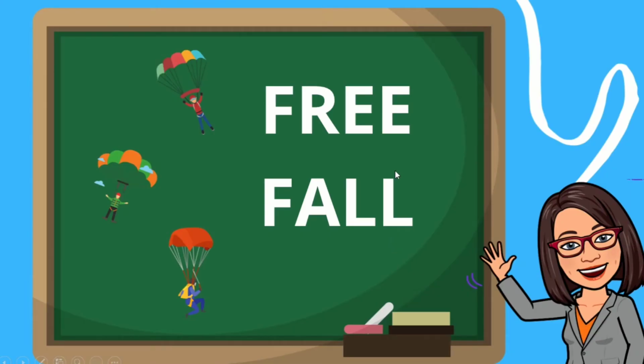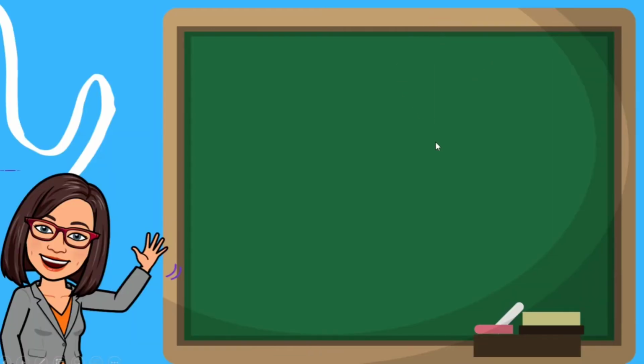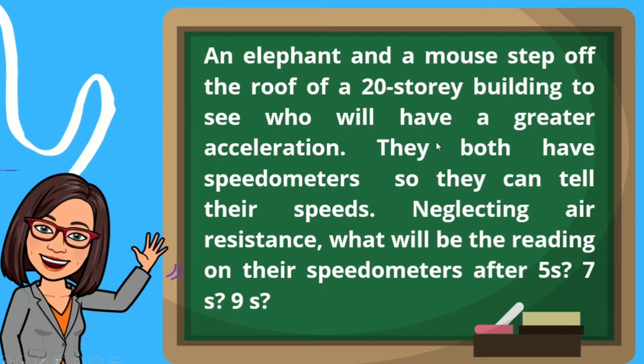So this time, let us talk about free fall. I have here a problem. An elephant and a mouse step off the roof of a 20-story building to see who will have a greater acceleration. They both have speedometers, so they can tell their speeds. Neglecting air resistance, what will be the reading on their speedometers after 5 seconds, 7 seconds, and 9 seconds?